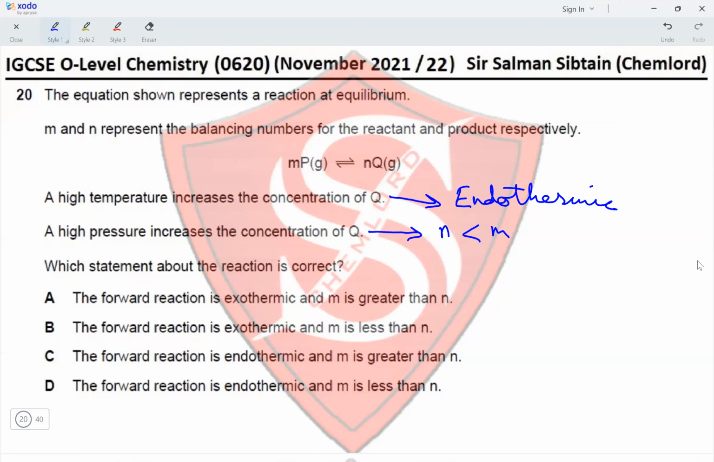The forward reaction is exothermic, no, and M is greater than N. This is correct. The forward reaction is exothermic, again, no, M is less than N. This is incorrect. The forward reaction is endothermic, yes, and M is greater than N. Yes, this is also correct. The forward reaction is endothermic, correct. M is less than N, incorrect. Therefore, the correct option for this question is option C.